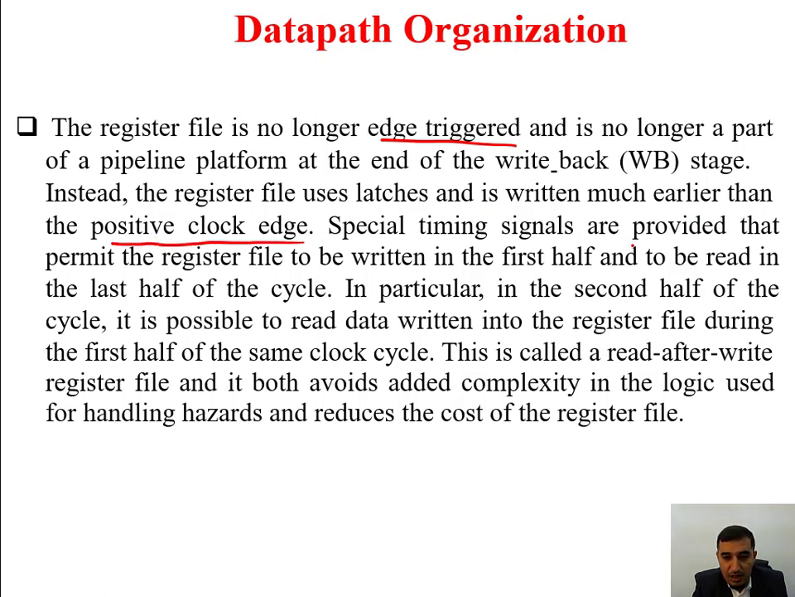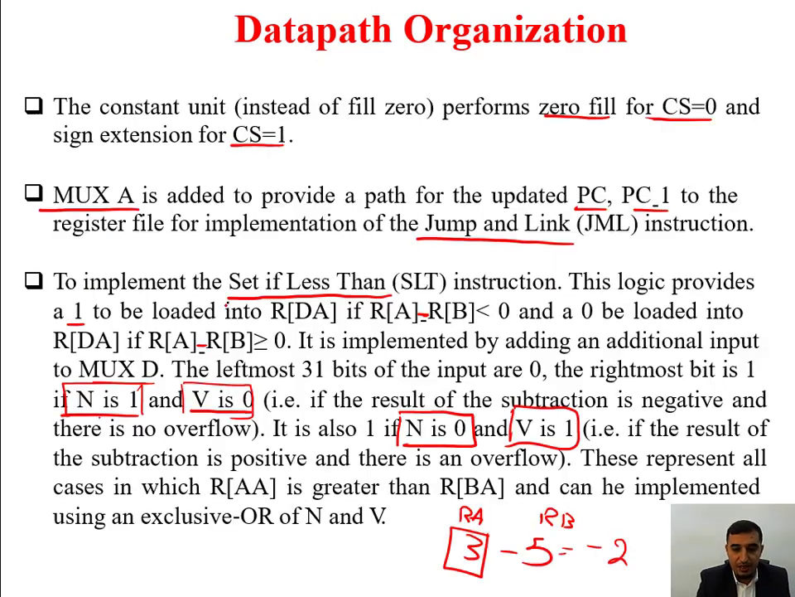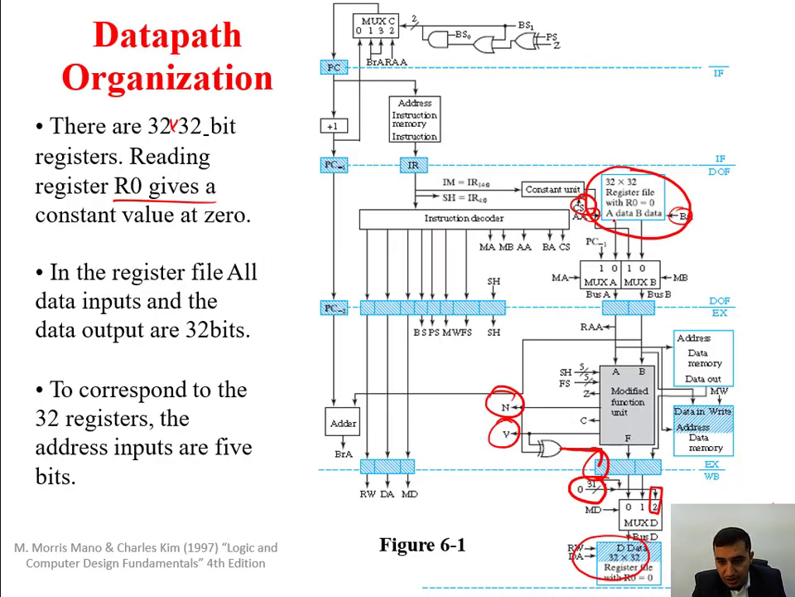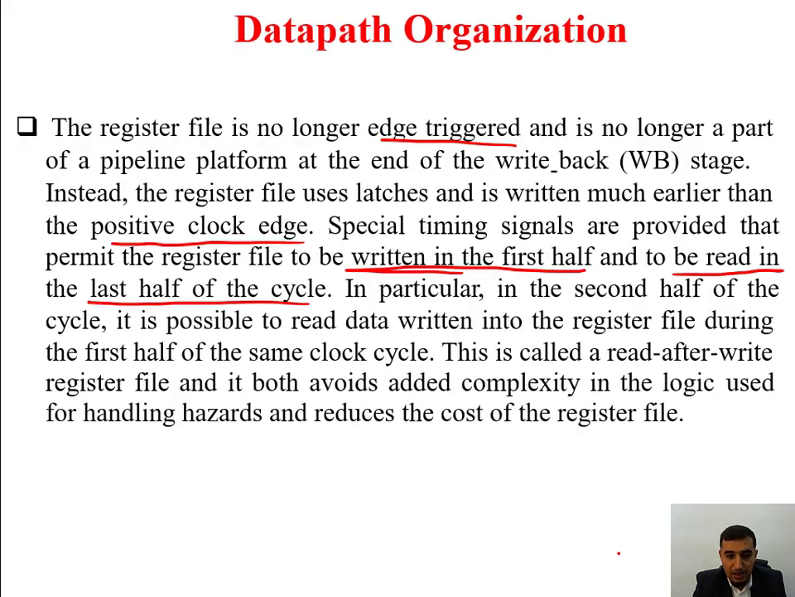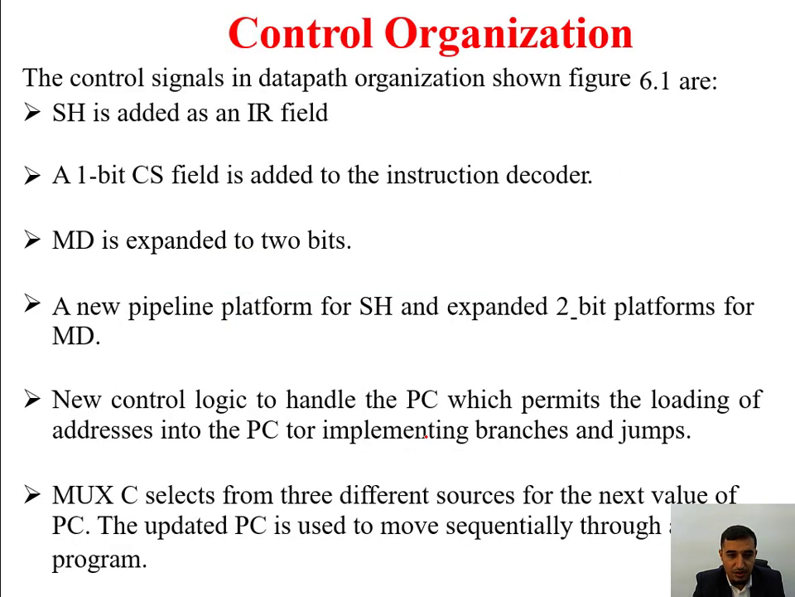This special timing permits the register file to be written in the first half cycle and read in the second half cycle. So over here, you see this register file, we read in the second half cycle. And here we write in the first half cycle. We talked about this when we talked about the hazards in the previous lecture. So in particular, in the second half cycle, it is possible to read the data written during the first half cycle of the register file.